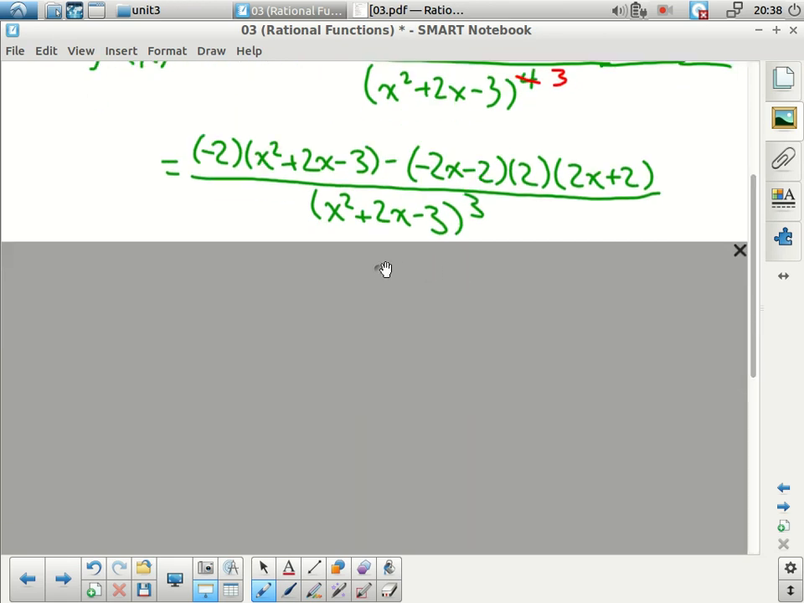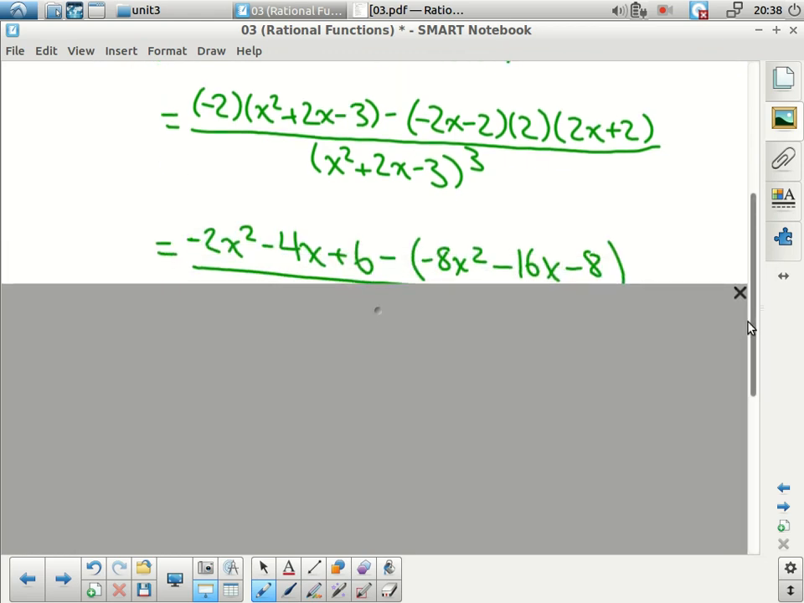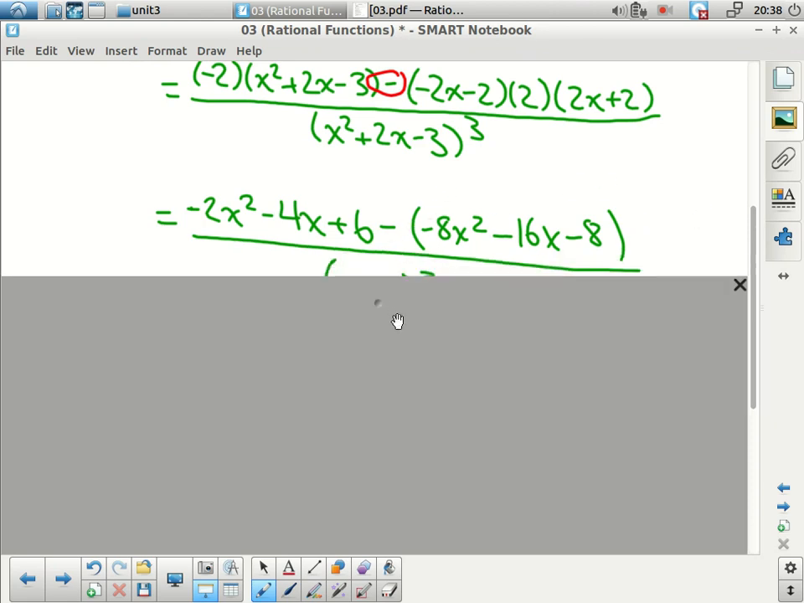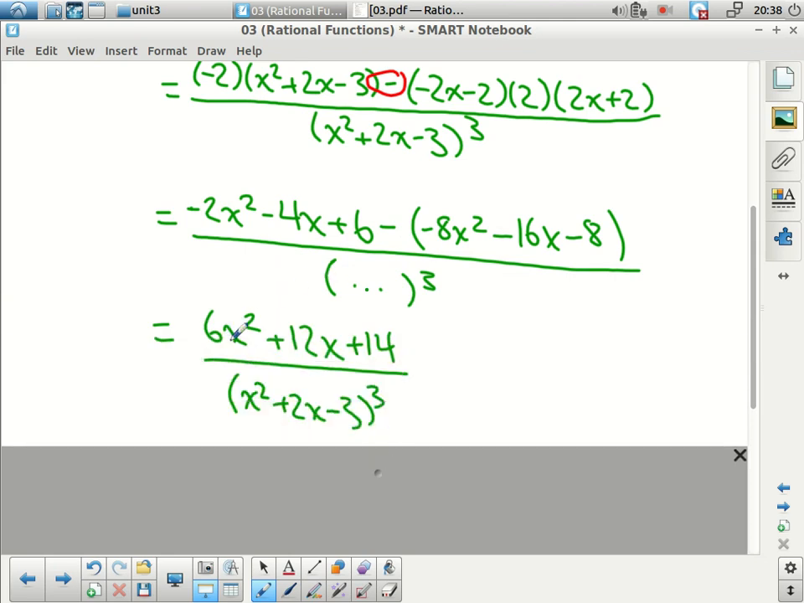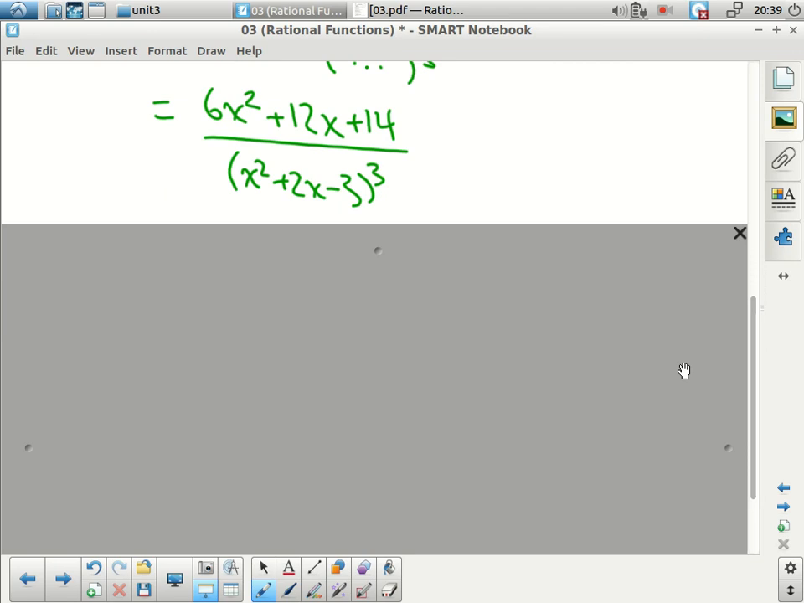Now it's a matter of just expanding and simplifying. So again, I won't go into too much detail here. Be careful with this negative. I'm subtracting this entire expression, which is why when I expanded it out, I left it in the brackets for a moment to remind myself I have to subtract all those things. So when I tidy that up, I get 6x squared plus 12x plus 14 all over my quadratic to the power of 3. Now I'm ready to analyze.